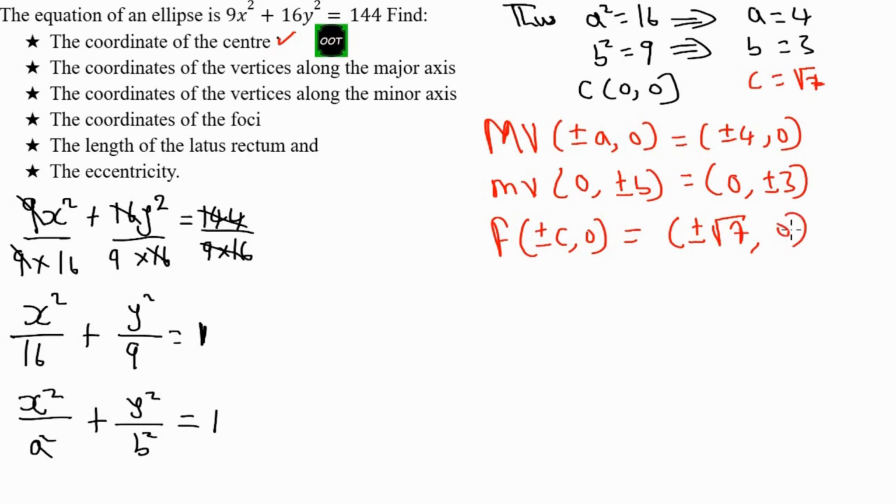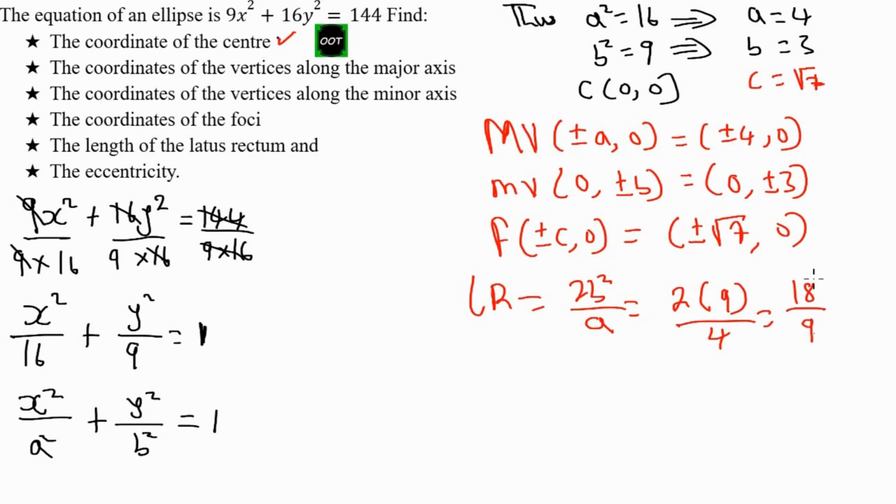Perfect. Length of latus rectum, LR, is equal to 2b squared over a. That's 2 times b squared, which is 9, divided by a, which is 4. And that's 18 by 4, as the product of 9 and 2 is 18. If you reduce this, that should be 9 by 2, which is 4.5. But I leave it as 9 by 2.